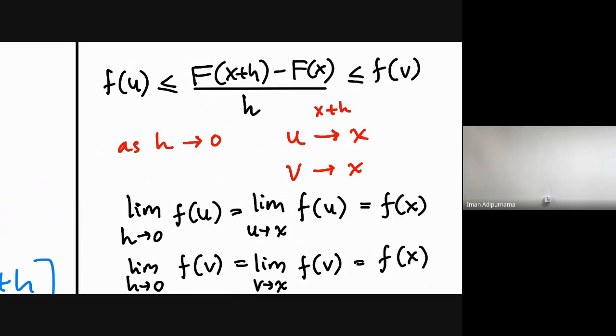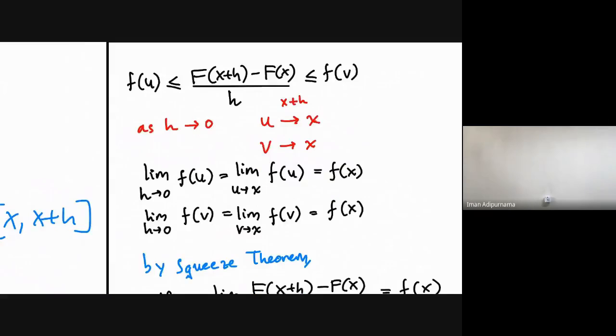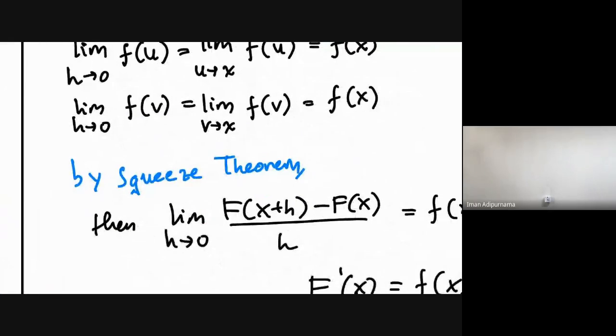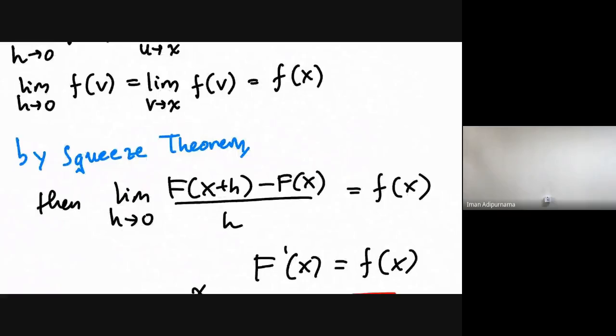And for both f(u) and f(v), if you are limiting h to 0, u to x, then both functions become just f(x). And by the Squeeze theorem, because the first and the last parts are f(x), the limit as h approaches 0 is also f(x). And this part, based on our definition of derivative, is the big F prime.